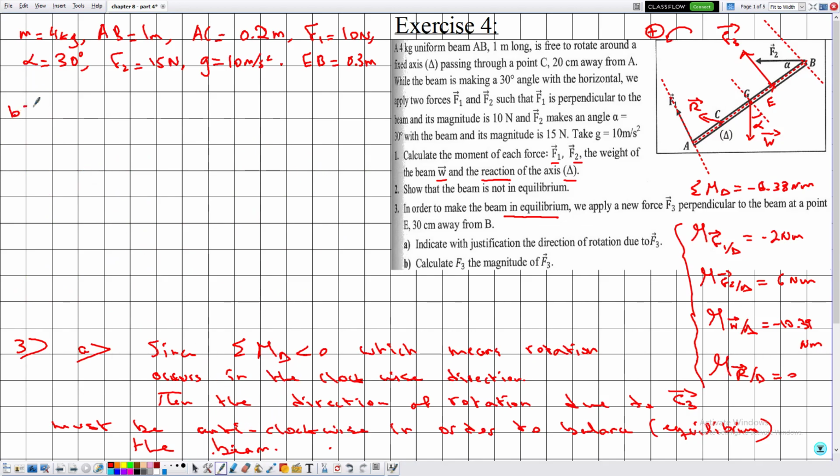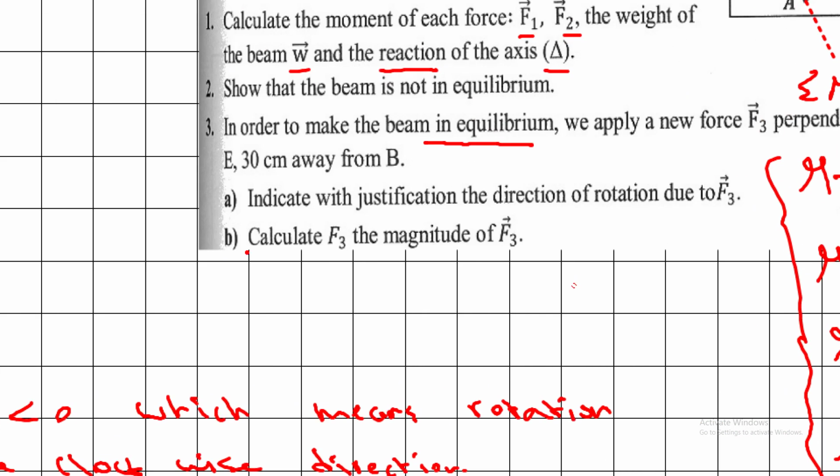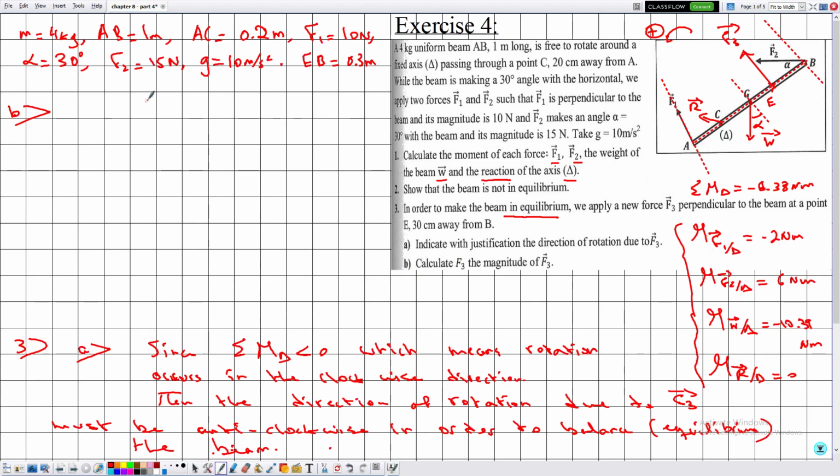Now in part B, they are telling us to calculate F3, the magnitude of F3. Since we are talking about rotational equilibrium, the magnitude of F3 appears in the new summation of moments. At rotational equilibrium, we have the summation of moments around delta equal to 0.